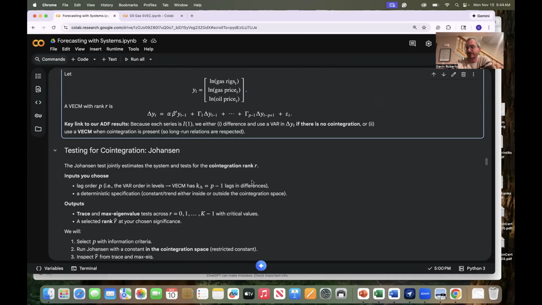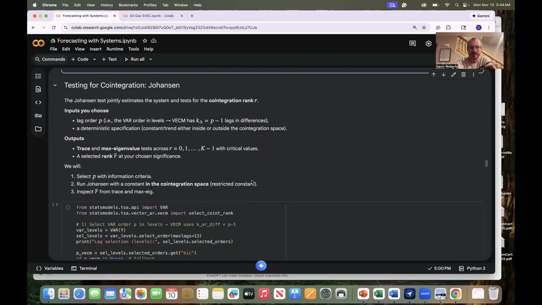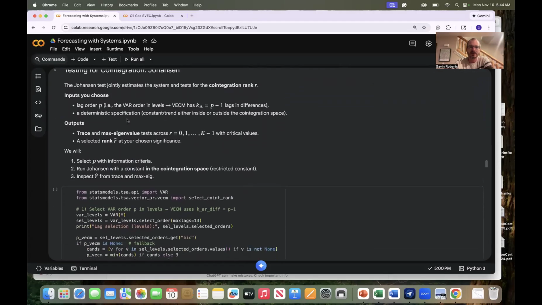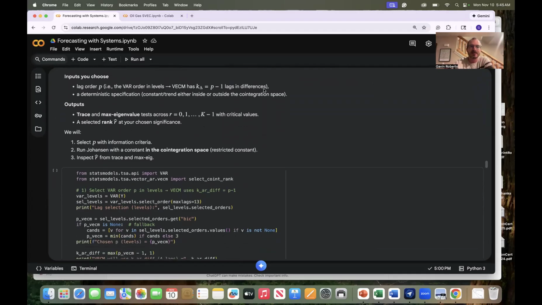Of course, we have statistical tests to see, the main one being what's called the Johansen test. The Johansen test jointly estimates the system and tests for the co-integration rank r. So, do we have any of these stationary combinations of these variables in our system? We can choose the lag order. That's essentially based on tests we looked at before. What is the optimal lag?